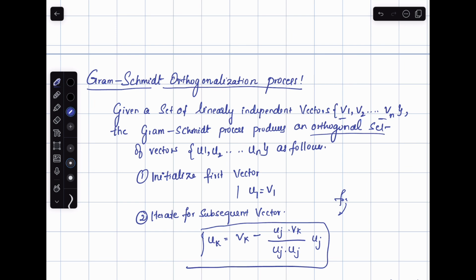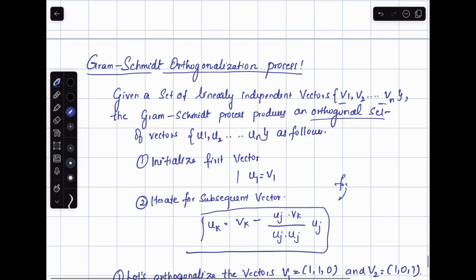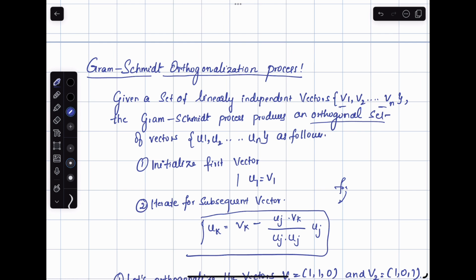Given a set of linearly independent vectors, say v1 to vn, in the Gram-Schmidt orthogonalization process you have to find the orthogonal set of vectors, say u1 to un, as follows. Suppose they have given some vectors and you have to find the orthogonal set u for them. There is a set of formulas. The first formula is u1 is equal to v1. That is a standard formula for the first part.